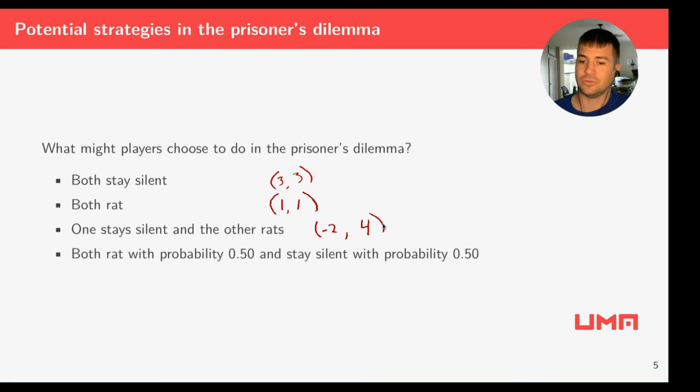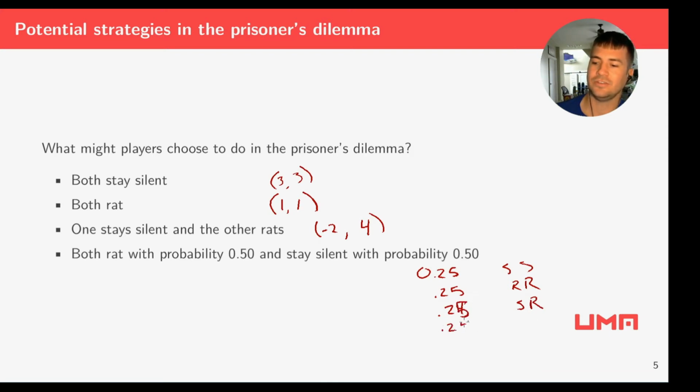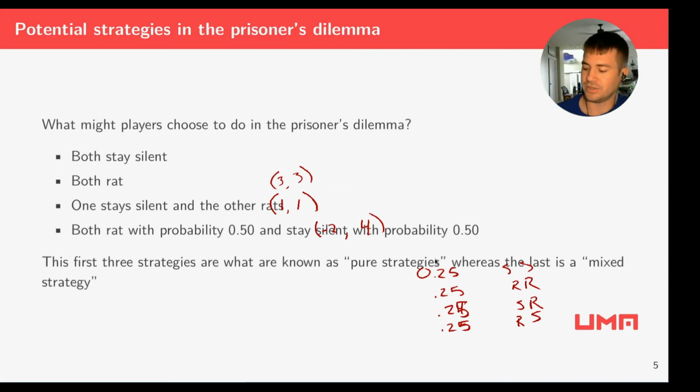But it's also possible that we could have a strategy for each player where each player ratted with probability 0.5 and stayed silent with probability 0.5. And that would give us some combination of all of the payoffs. So there's a 0.25 chance that silent is played, 0.25 chance that rat is played, 0.25 chance that player 1 staying silent and player 2 ratting would be played, and a 0.25 chance that player 1 would rat and player 2 would be silent. So rat with probability 0.5 and stay silent with probability 0.5 is a possible strategy.